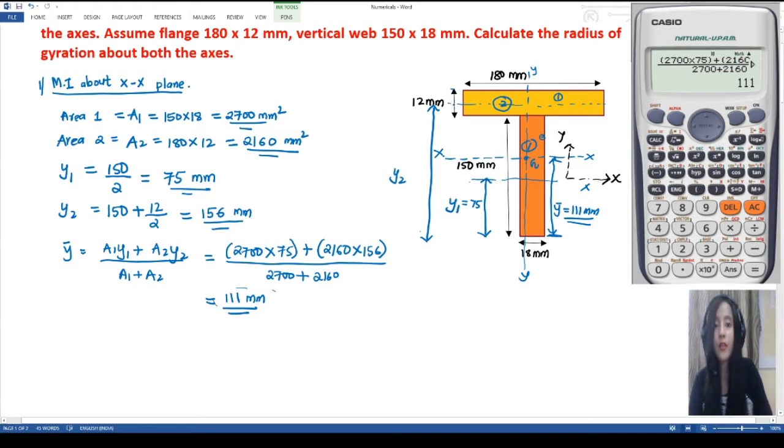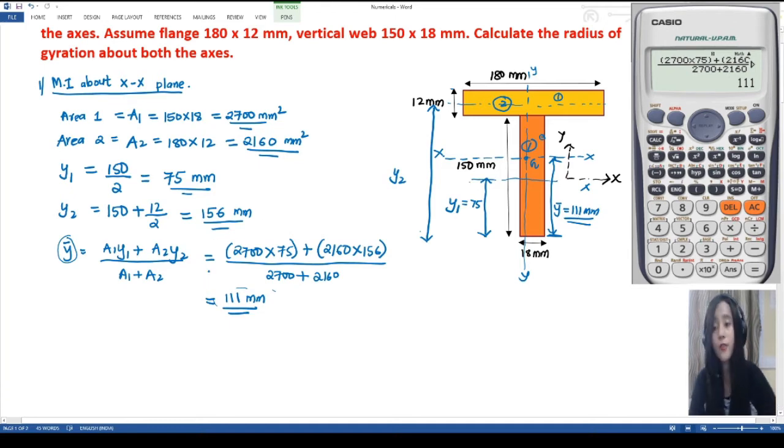You can try the calculation, but I'll just explain here simply. If you find y bar from the top portion, the distances y1 and y2 will be different, and hence you will get a different y bar than if you come from top to bottom. Since I went from bottom to top, I'm getting y bar equal to 111 mm.